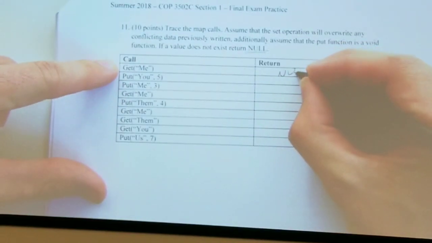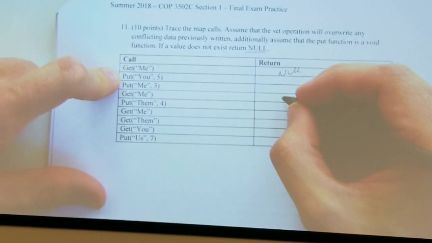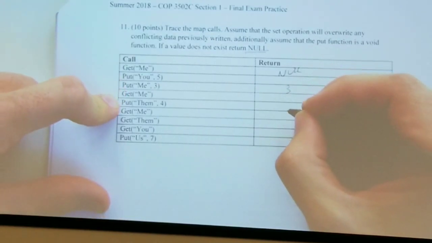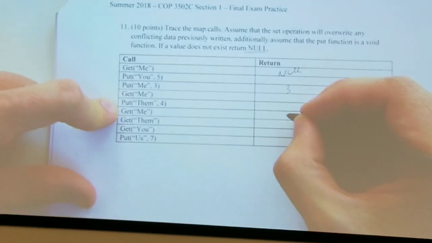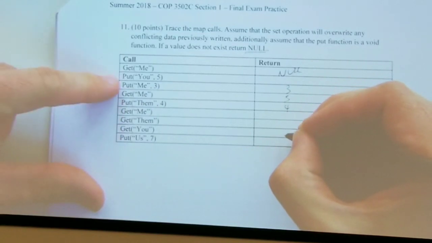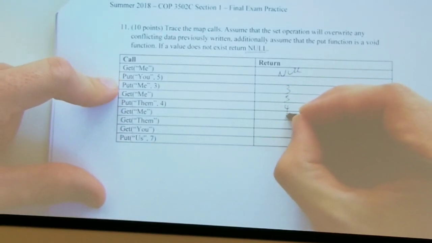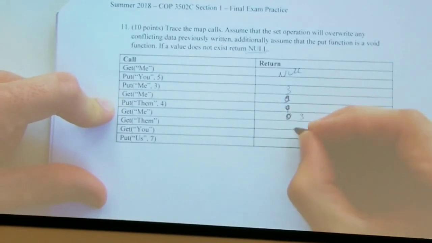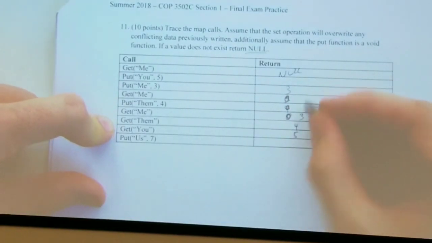So this is going to be null because there's nothing in there. Then we put in u with 5, put in me with 3. We get me is the value of 3. We put in them with a value of 4. We get me is still 3. We get them, which is going to be 4. We get u, which is going to be 5. Oops, my gosh, what did I do? This is supposed to be 3, 4, and then 5. I'm like not lining up.